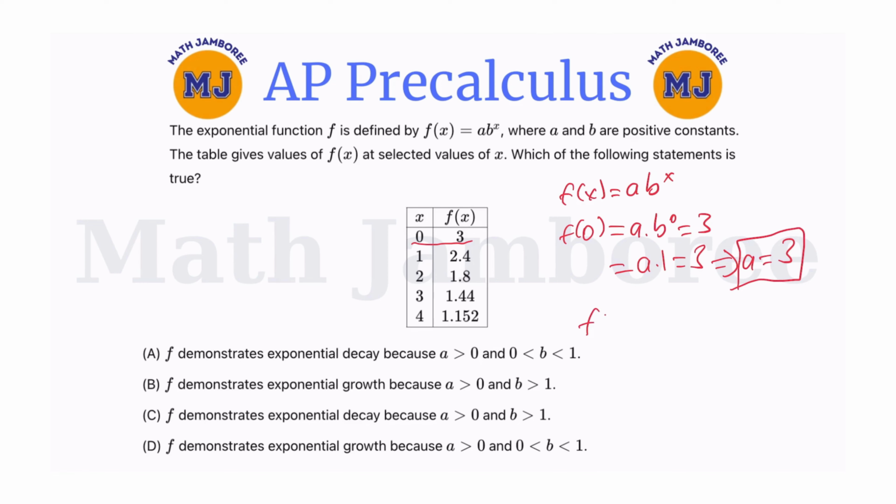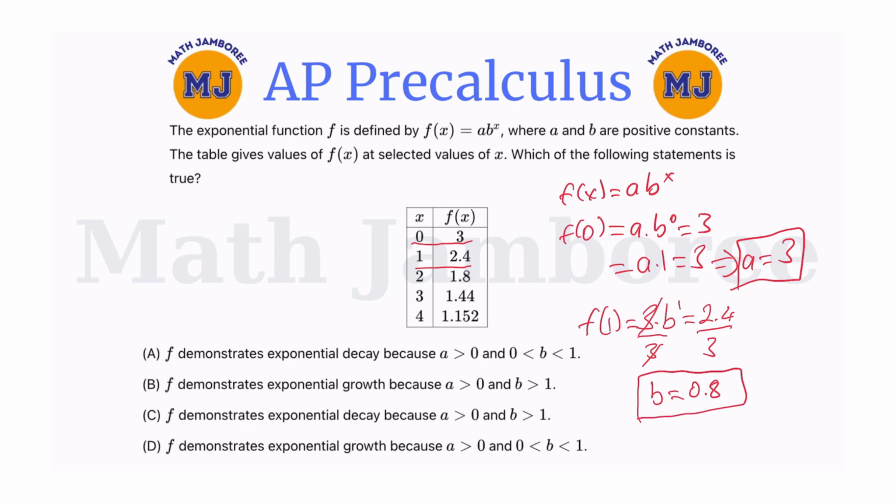To find the value of b, I'm going to use the second data point. So f of 1 is equal to a times b to the power of 1. Since we found the value of a as 3, I will use that. 3 times b to the power of 1 is equal to 2.4. So to get the value of b, we will divide both sides by 3, because this is 3b. So b will be equal to 0.8. So the value of b is 0.8, which is between 0 and 1.